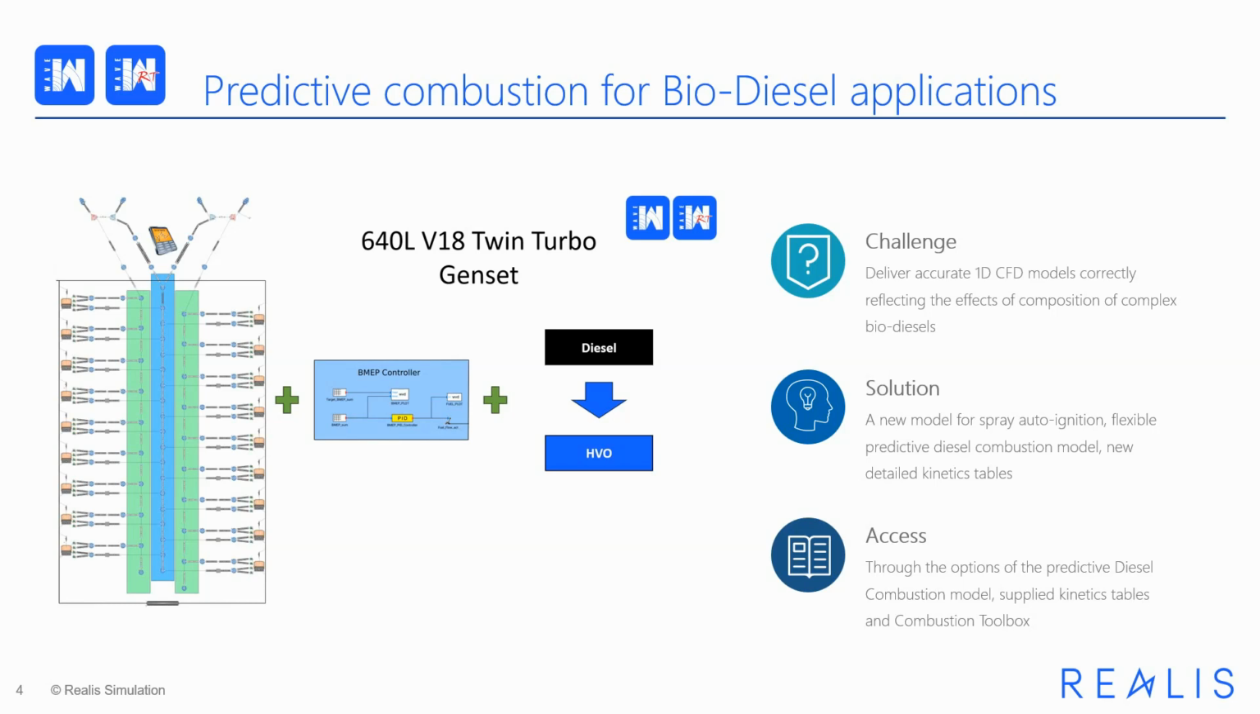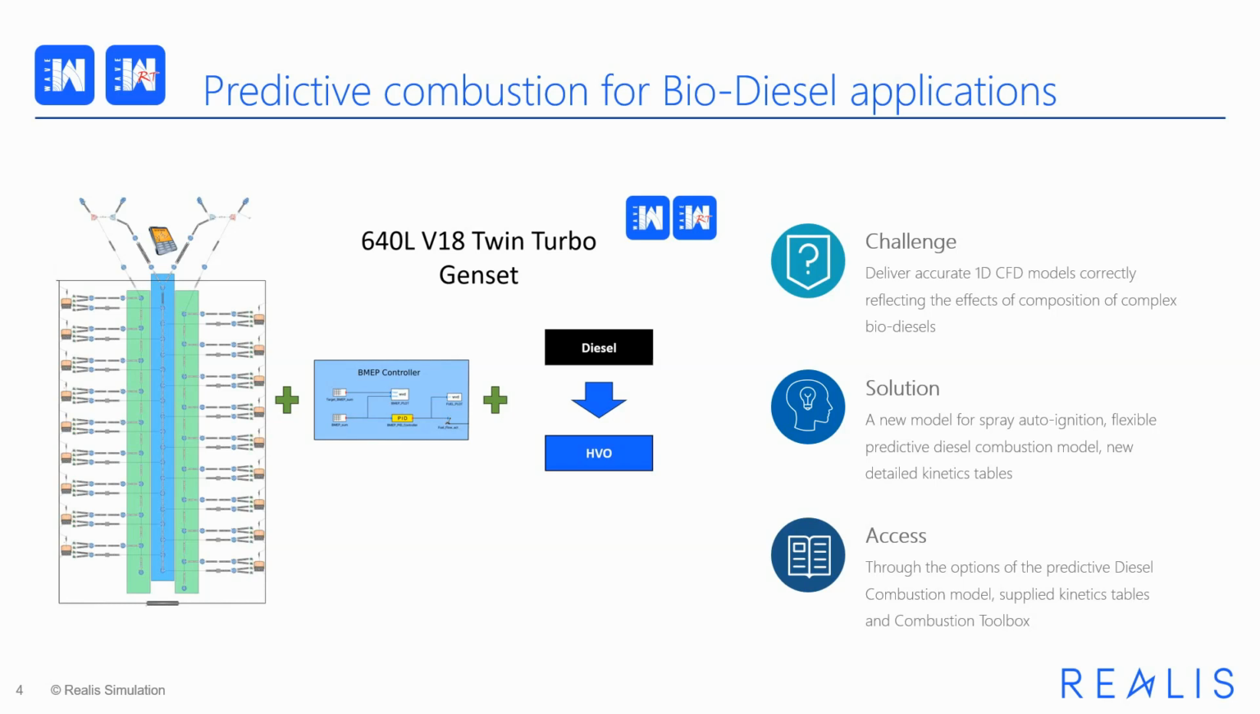The flame speed can be specified as a Metghalchi-Keck type correlation or as a table mapping pressure, temperature, EGR, and equivalence ratio to the flame speed. The flame speed tables for specific fuels can be built using Combustion Toolbox, Realis Simulation's Swiss Army knife of kinetics tools, leveraging the power of Cantera.